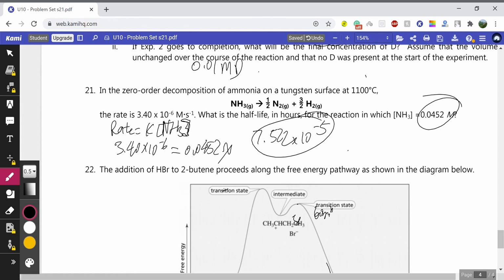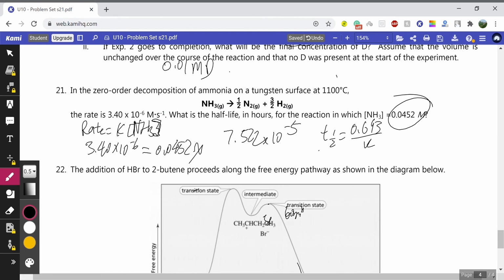Now that is k. To find half-life, half-life is equal to 0.693 divided by k. So 0.693 divided by our previous answer will give us a half-life of 9,212. Let's see, what's our k? k is in seconds. More like 13. It rounds up to 9,213, sorry. But yeah, it wants us in hours. So 9,213 seconds divided by 60 to get minutes. Divide that by 60 again to get hours, which will give us 2.56 hours.